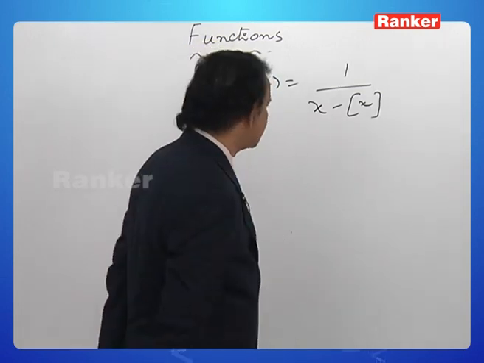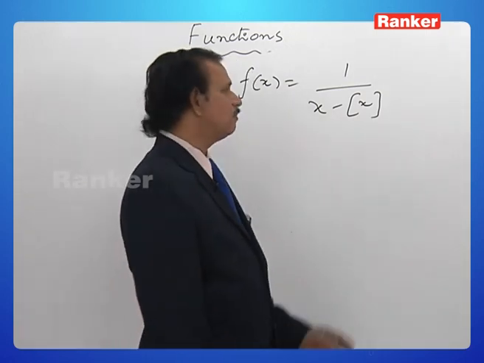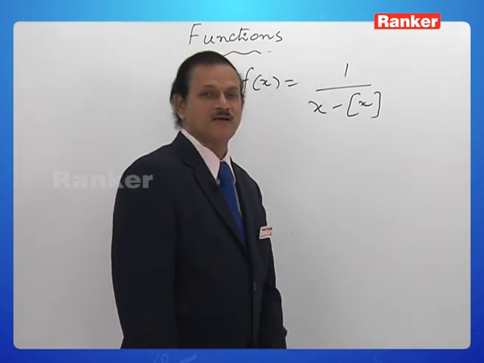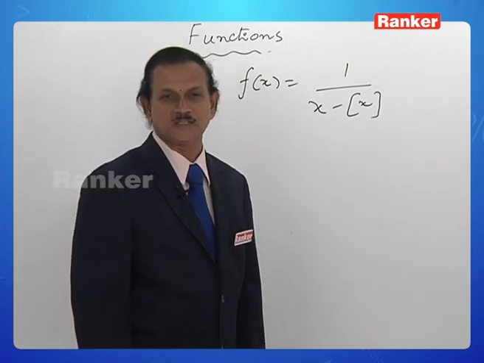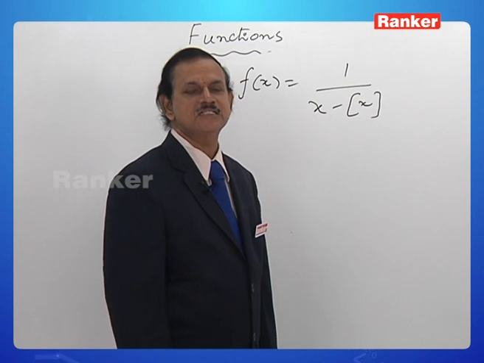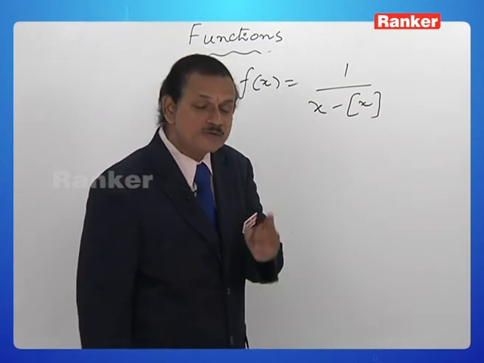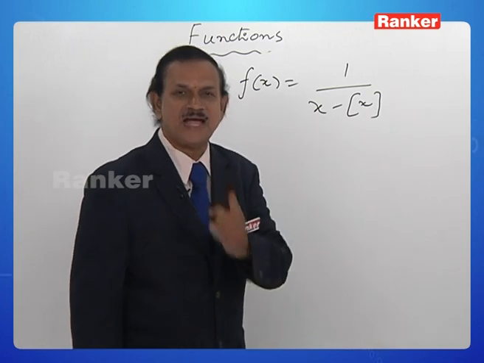In all these cases, x minus integral part of x becomes 0. Not only that, integral part of minus 1 is minus 1, integral part of minus 2 is minus 2, integral part of minus 3 is minus 3. In a nutshell, if x is an integer, x minus integral part of x is surely 0, and we should see that that does not happen.